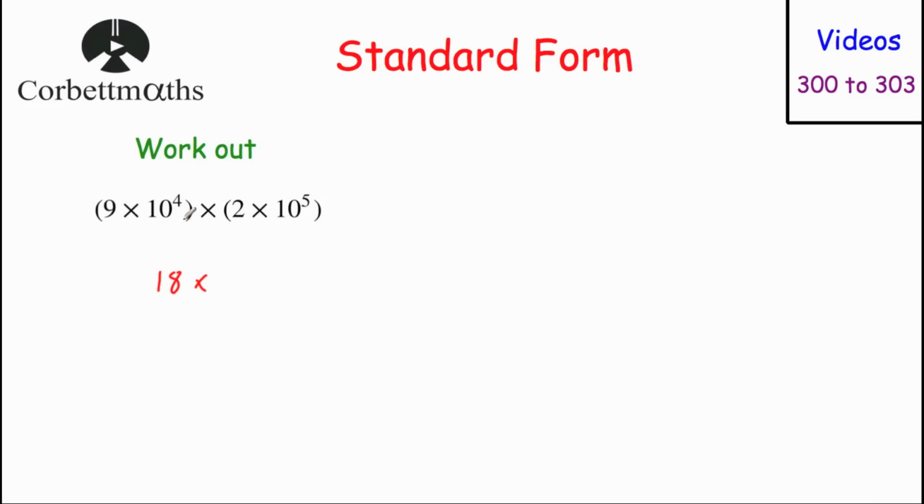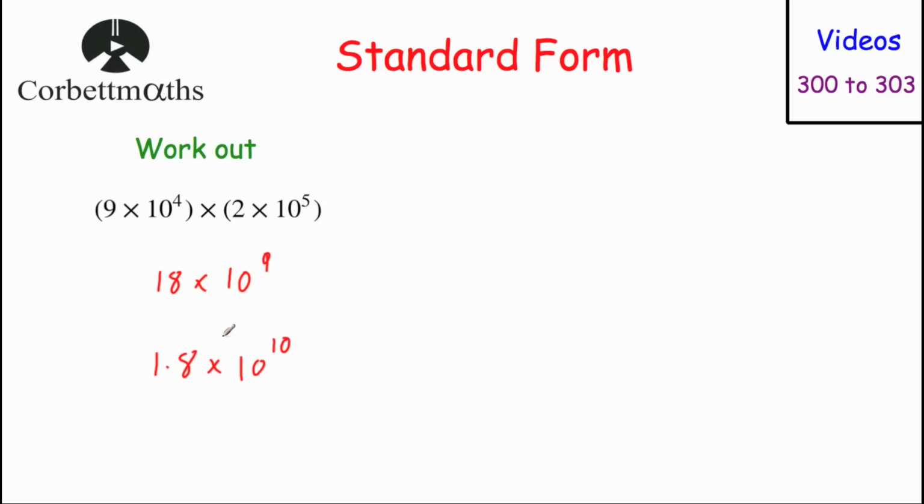And whenever we're multiplying things with the same base, they're both 10 to the power of something, we add the powers. So we would do 10 to the power of 4 plus 5, to the power of 9. So that's not our answer, because that's 18 times 10 to the power of 9. Remember, for our answer to be in standard form, we want it to be between 1 and 10. So we're going to do 1.8 times 10. Now we've made 18 10 times smaller, so we need to make this 10 times larger. So 10 to the power of 9 times by 10 would be 10 to the power of 10. So the answer would be 1.8 times 10 to the power of 10.